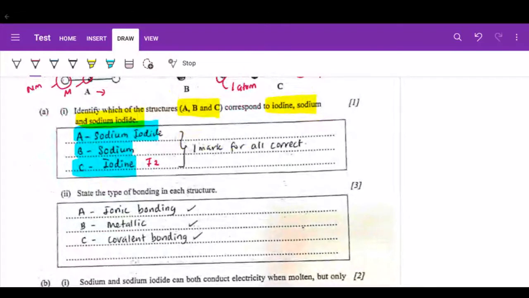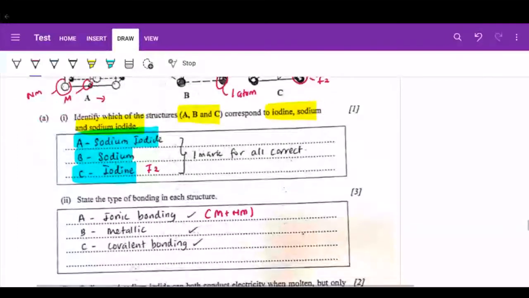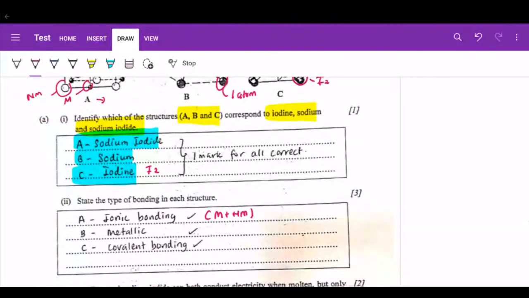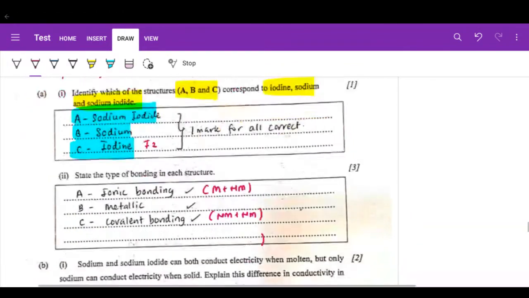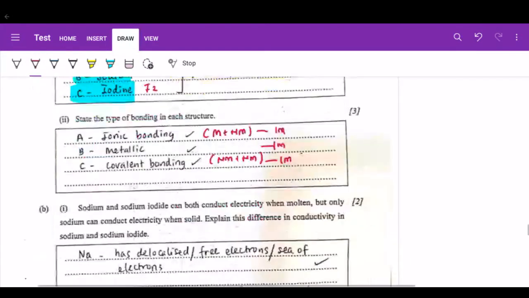Okay, next, state the type of bonding in each structure. So A is sodium iodide. A is an ionic compound because it is made up from metal plus non-metal. B is metallic because it is made up from sodium metal. And C is covalent bonding because it is made up from non-metal and non-metal. If you get all correct, that represents 1 mark each.